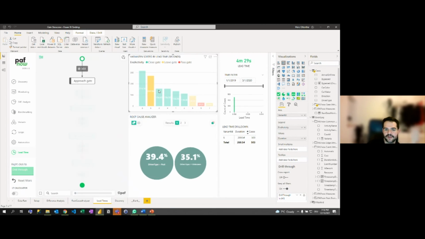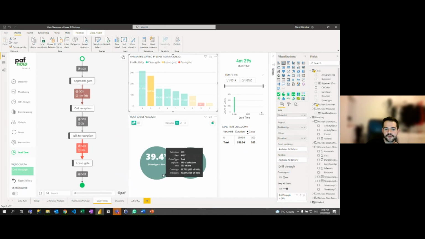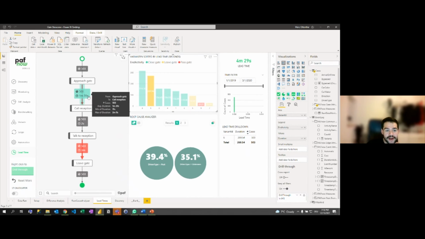So in the second variant, variant number 6, we have a total of 503 cases. And those were driver type post and driver type unknown. That makes sense, right? Someone approaches the gate. Again, 1 minute 20, quite a long time to call a reception, talking to the reception, and then again 3 minutes to leave the gate. That already gives us an additional layer of information.